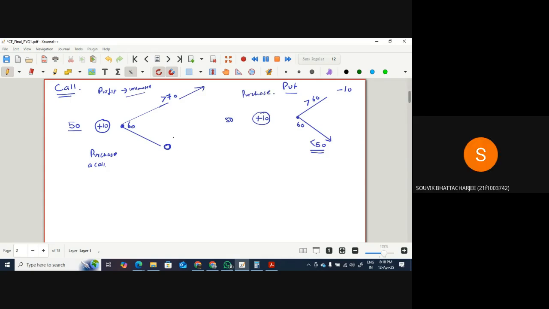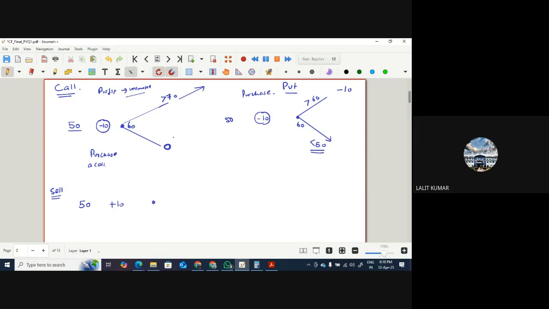Now, when I sell a call option, what happens? The stock price is 50. I have sold one call option, so somebody has purchased it for rupees 10. Here it was minus, going out of my pocket. This is minus 10 and minus 10. When I sell, I get rupees 10.